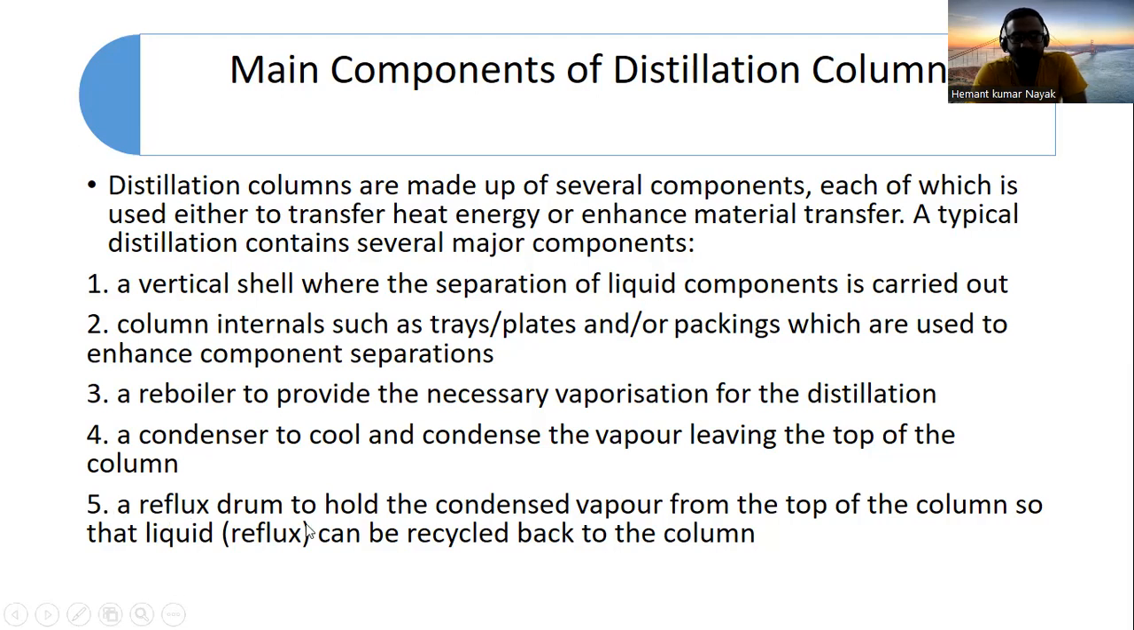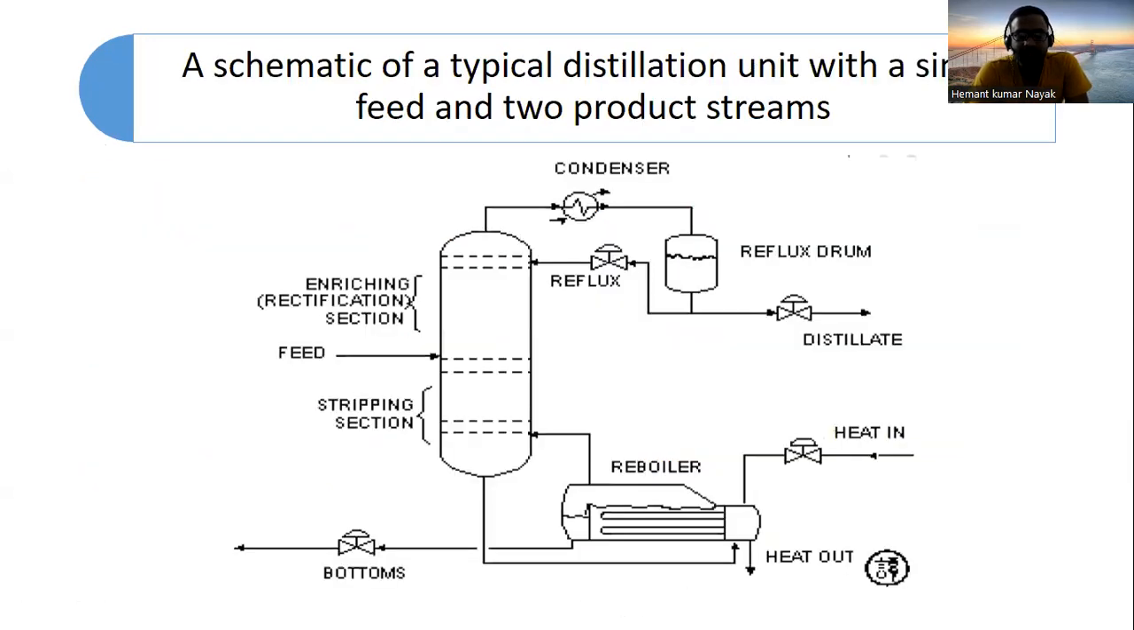And then next is the reflux drum. One reflux drum is there to hold the condensed vapor. We hold the condensate so that from the reflux drum we can separate the top product. Some amount of liquid is again fed to the distillation column, that is reflux, which is recycled back to the column. So again we recycle the condensate in the reflux section. These are the components of a distillation column.